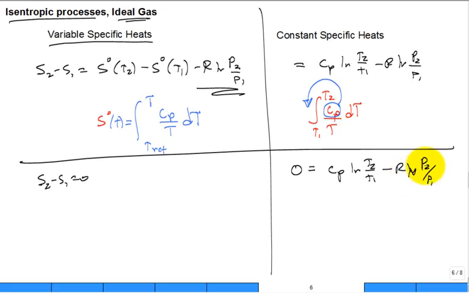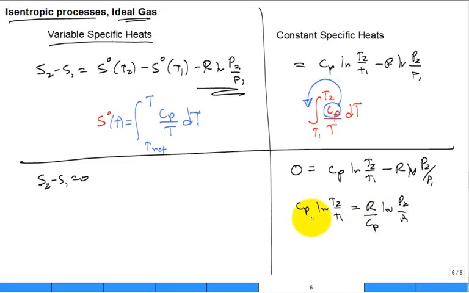Well, you can do some algebra. How about we do this? Put C sub P natural log of T2 over T1 equal to R natural log of P2 over P1. In the interest of space, could I maybe push and put the C sub P here?